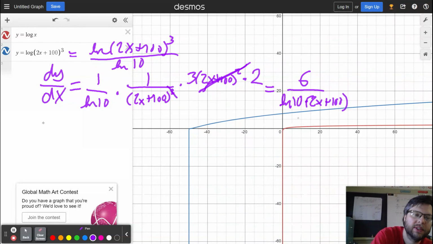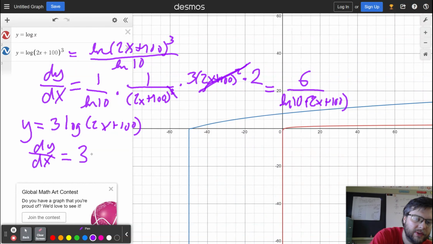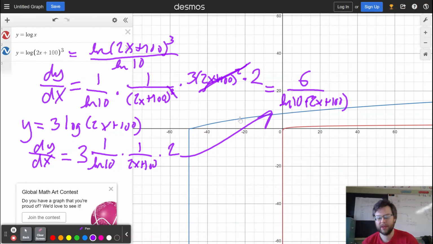That's dy/dx. Another way I could have done it was by using the transformed version of the equation, like I talked about when I was talking about the graph transformations. And then you can see the 3 is just a constant. You have 1 over natural log of 10 times 1 over (2x plus 100) times the derivative of the inside. And that matches exactly up with the other answer.